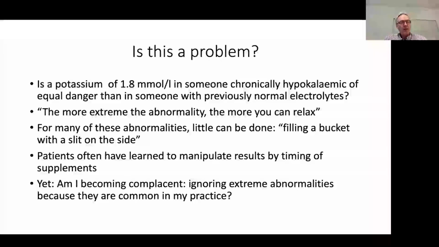And in fact, I always like to teach the trainees that the more extreme the electrolyte abnormality, the more they should relax. Lean back, have a cup of coffee, think about it. And of course, if your sodium is 200 or your potassium is 1.0 or so, it's very difficult to do that. But my point is that if you have such a severe electrolyte abnormality, the only possible explanation is that this is a chronic problem.